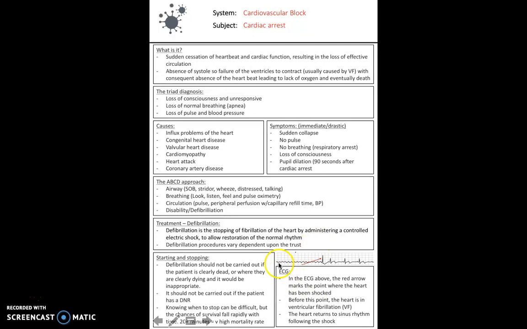This is an example of fibrillation, and here the shock has been administered at the red part and normal sinus rhythm re-engages.